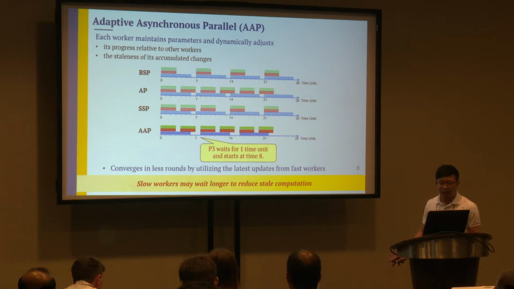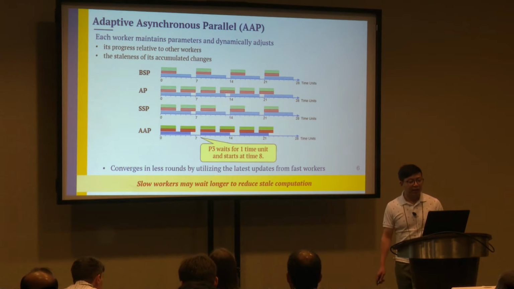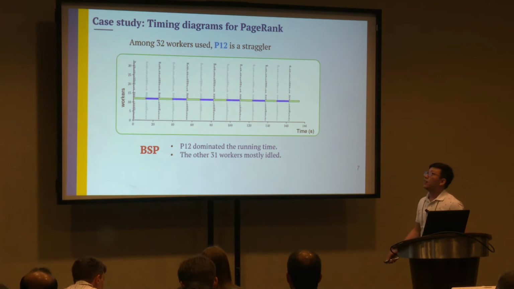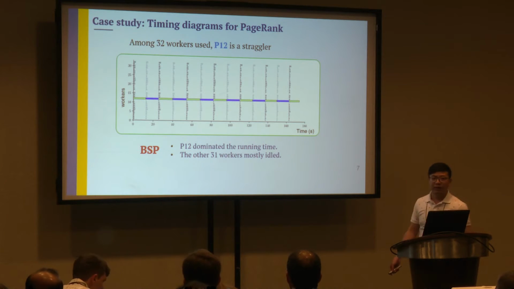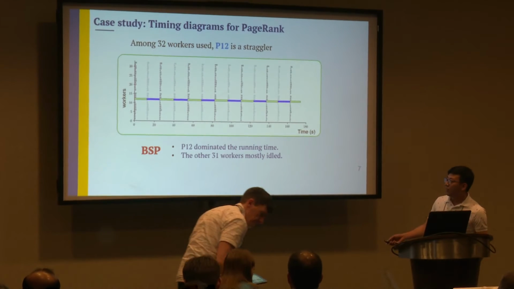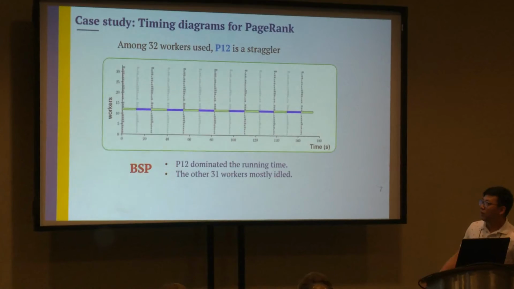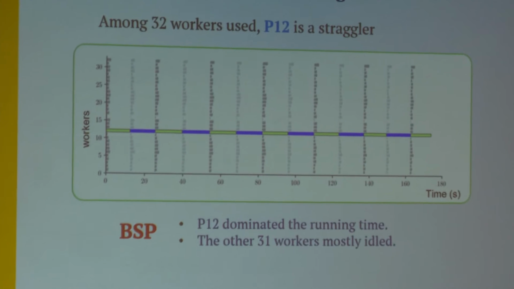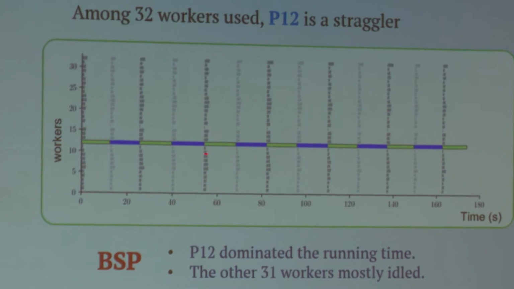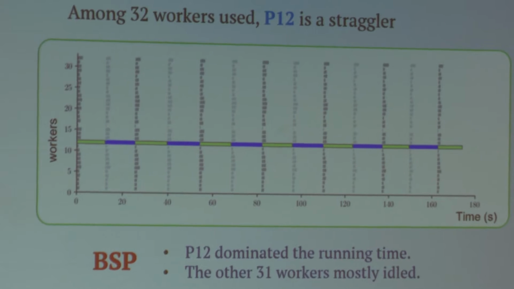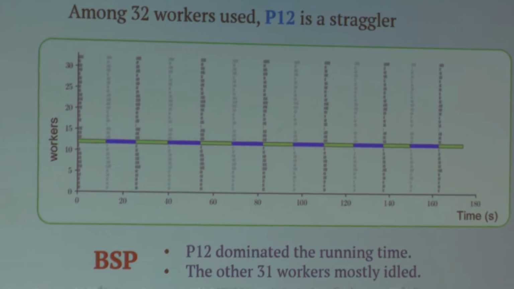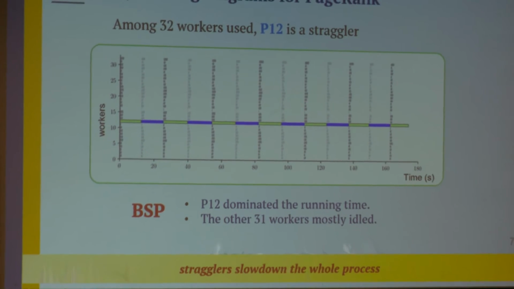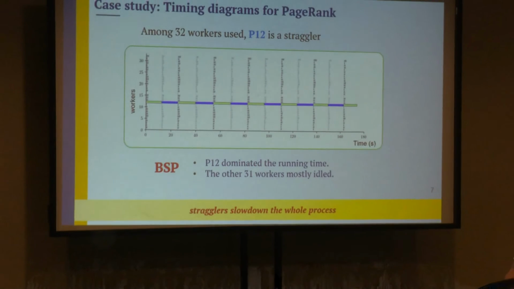This is not an artificial scenario. Stragglers are very common in real-life graph computations. We did a case study of a run of PageRank among 32 workers. This is the timing diagram of the BSP model. The x-axis is the time, and on the y-axis there are 32 workers. One can easily find that P12 is a straggler, and it dominates the running time, while the other 31 workers mostly idled. So in BSP, the straggler slows down the whole process.